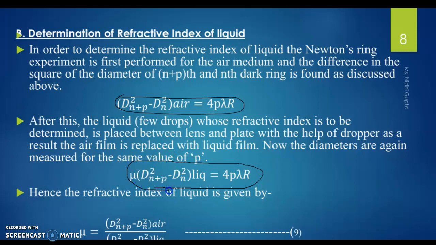Now mu is not 1. For the air film it is 1, but for the liquid film mu has some value. We also know that the diameter is inversely proportional to root of mu, so mu is introduced here. When we compare these two equations, we get mu equal to dn plus p square minus dn square for air, divided by dn plus p square minus dn square for liquid. So this mu can be measured using the Newton's ring setup.